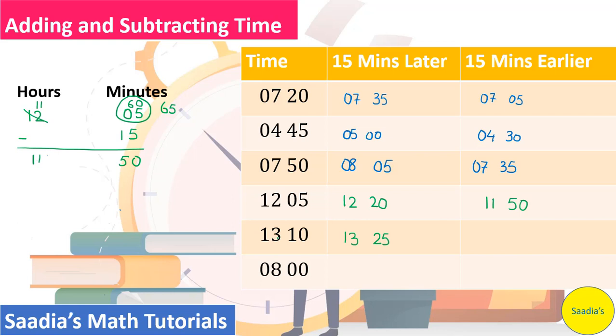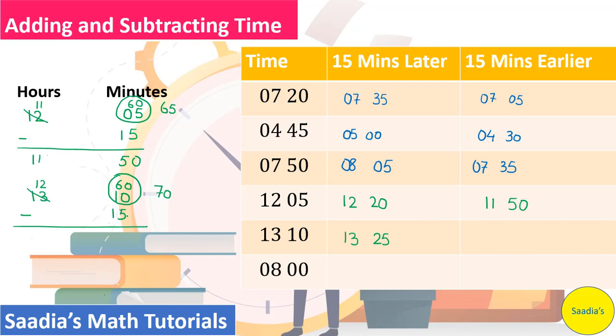And what will be the time 15 minutes earlier? We need to subtract it. 13 hours, 10 minutes minus 15 minutes. Now, can we subtract 15 minutes from 10 minutes? No, we can't. So we need to borrow. In place of 13, we will have 12. And when we borrow 1 hour, when it comes in the minutes column, it becomes 60 minutes. What is 60 plus 10? It is 70. So now we need to subtract 15 from 70.